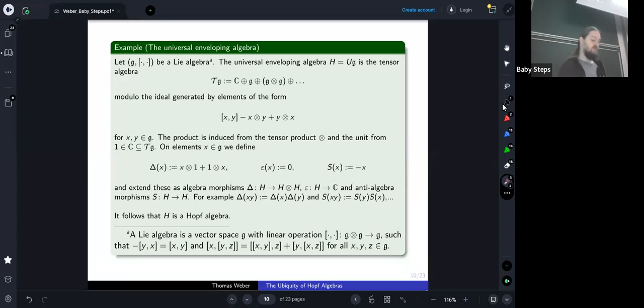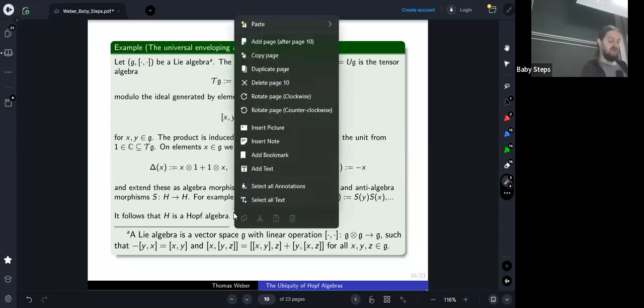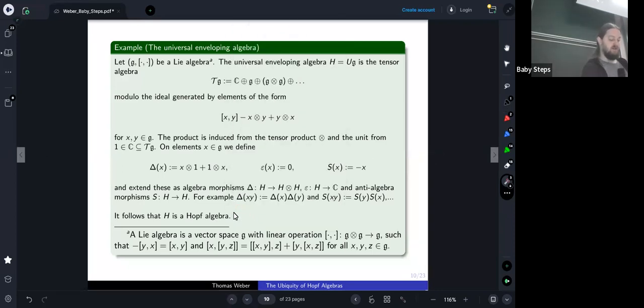Now what you do is you extend the first two as algebra morphisms, and the last one as an anti-algebra morphism. We have to do this for the last one because we have seen in the exercise that S has to be an anti-algebra map. So this is the way to go to a general element. Just as an example, if you have X and Y in the Lie algebra, delta of XY is just this, and S of XY is the same thing, just with the elements flipped. And you can show H is a Hopf algebra.